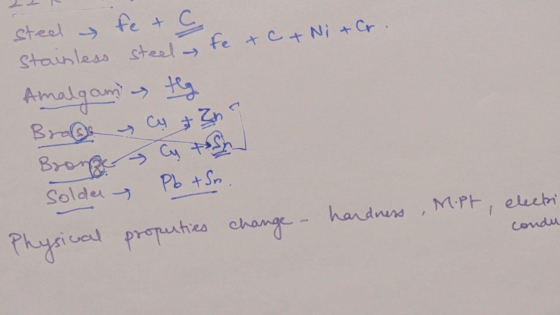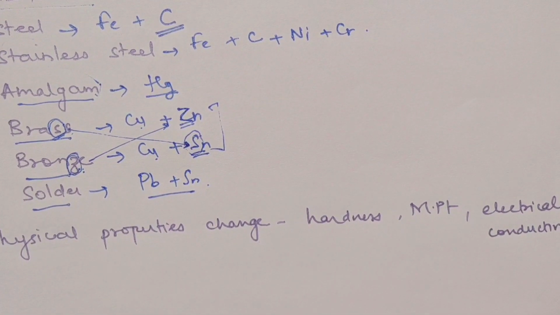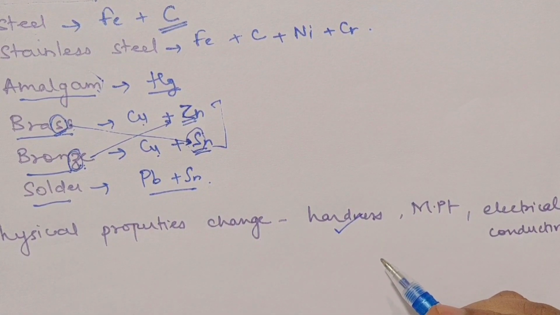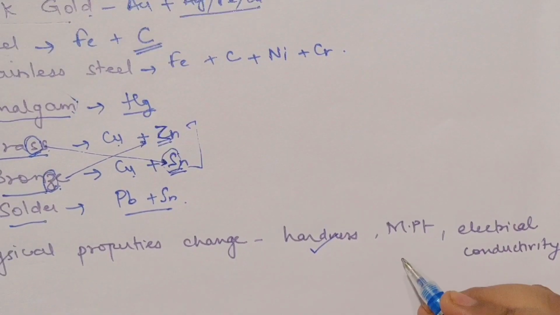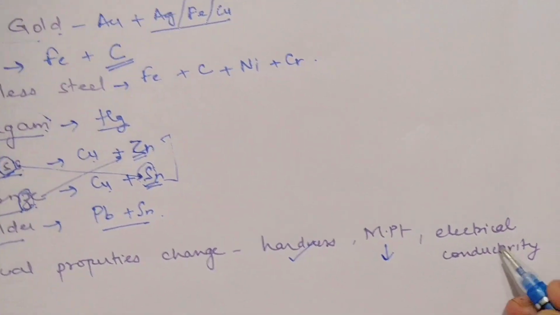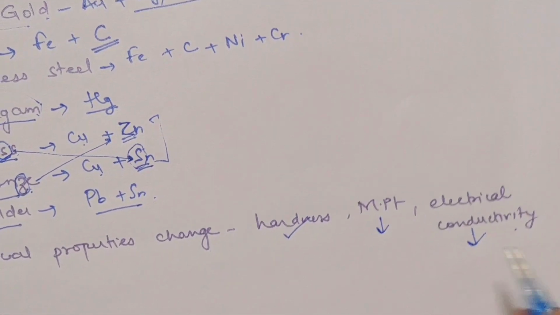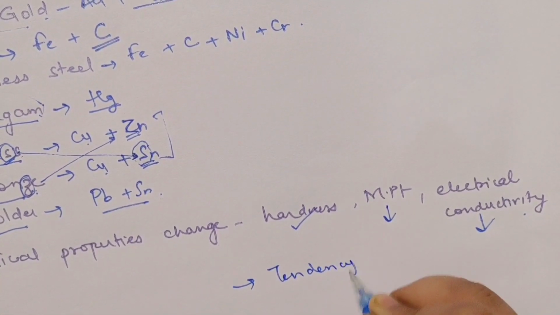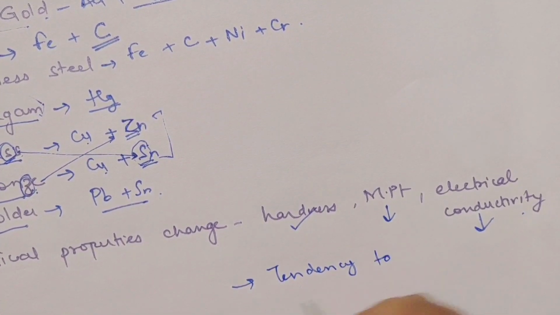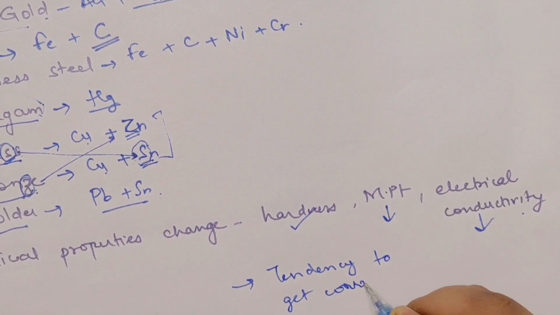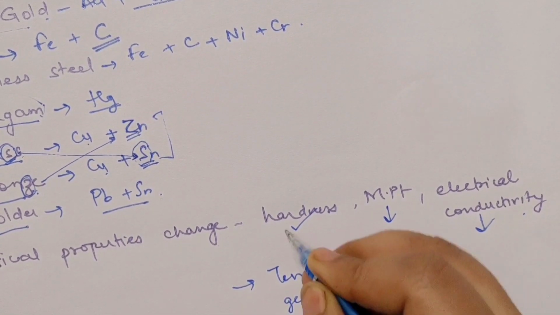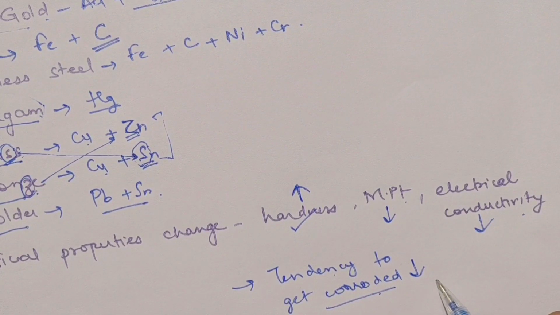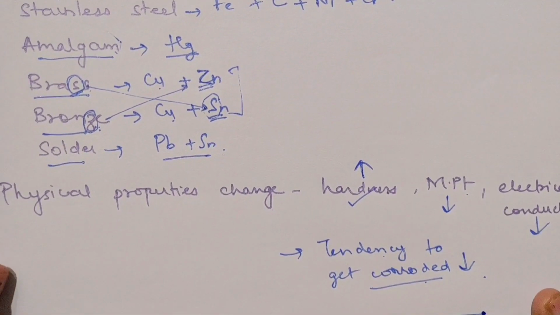Then talking about how the physical properties of alloys change. Hardness obviously increases because that is why we make alloys. Melting point decreases. Electrical conductivity also decreases. Apart from hardness, their tendency to get corroded also decreases. So hardness increases, while melting point, electrical conductivity, and tendency to get corroded decrease. That is all about metals and non-metals.